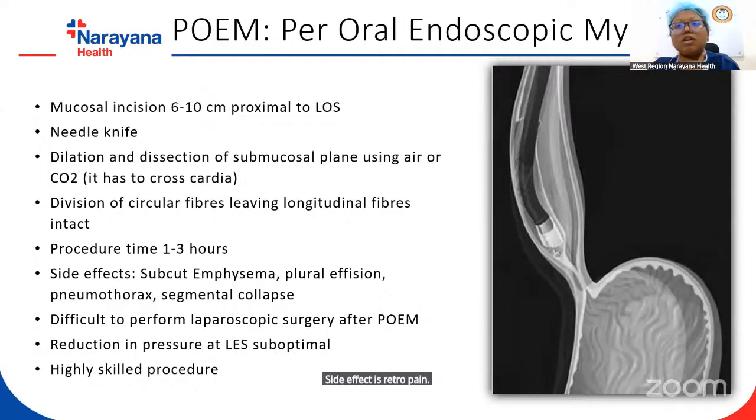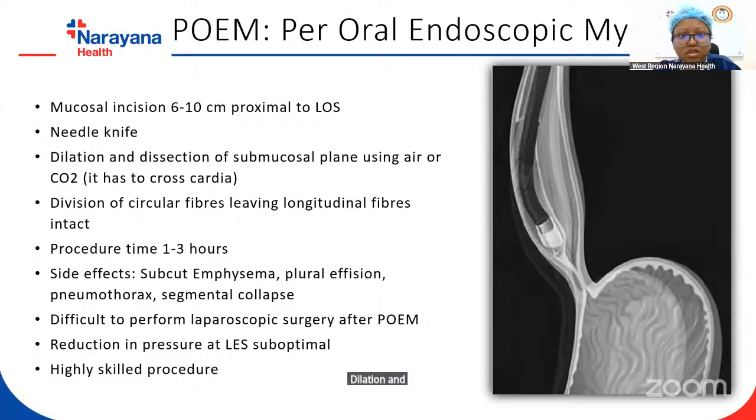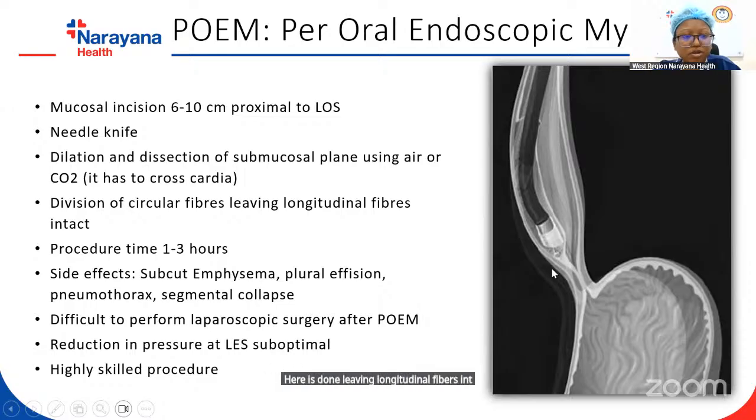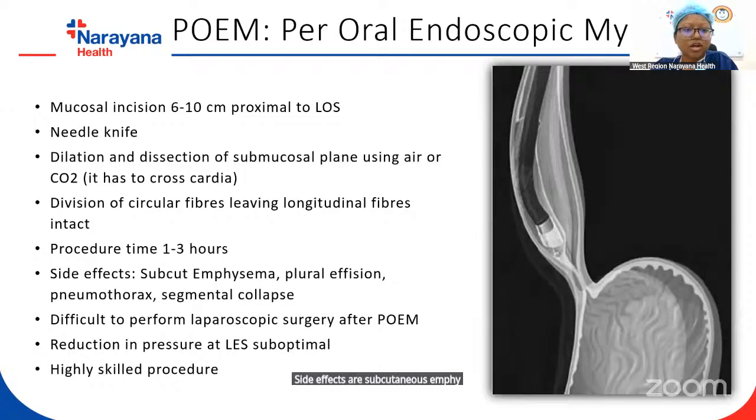POEM, or per oral endoscopic myotomy. A mucosal incision 6 to 10 centimeters proximal to the lower esophageal sphincter is made. Dilation and dissection of the submucosal plane using air or CO2 is done, and division of the circular fibers is done, leaving the longitudinal fibers intact. The procedure takes around 1 to 3 hours. Side effects are subcutaneous emphysema, pneumothorax, segmental collapse. Laparoscopic surgery post-POEM is a little bit difficult to perform. It is a highly skilled procedure.